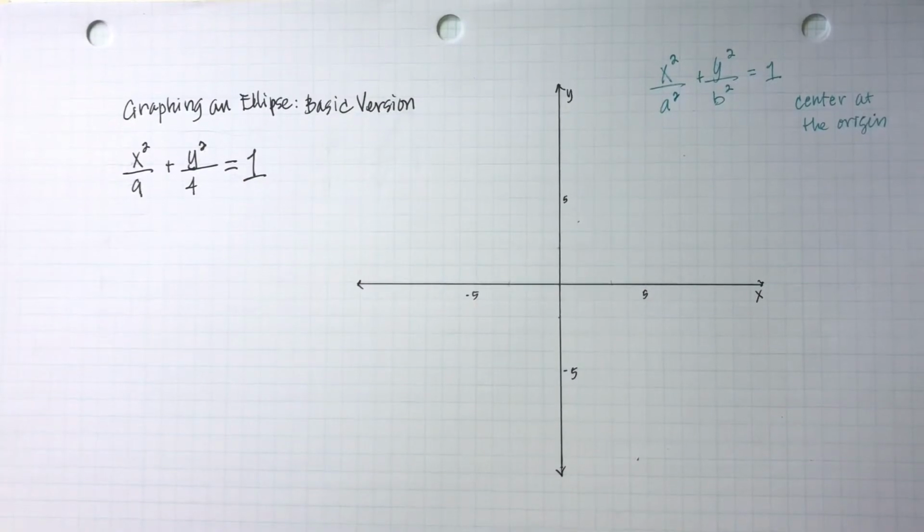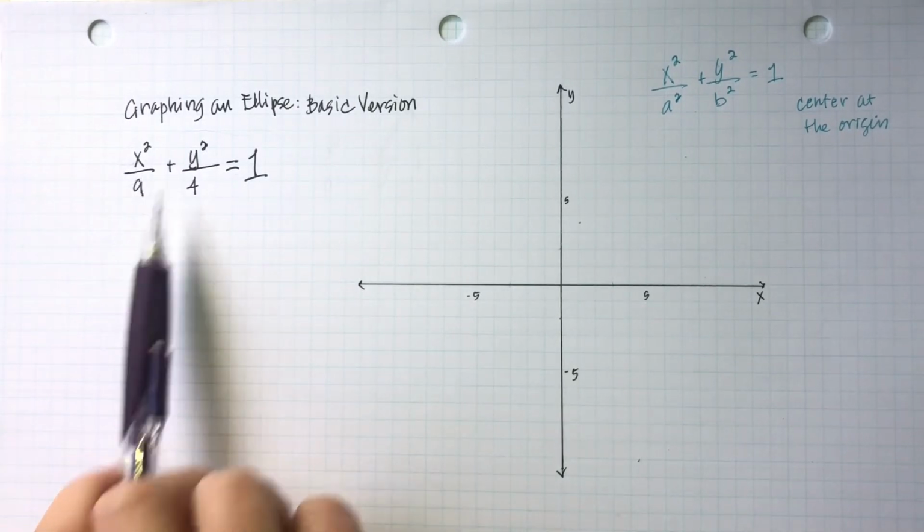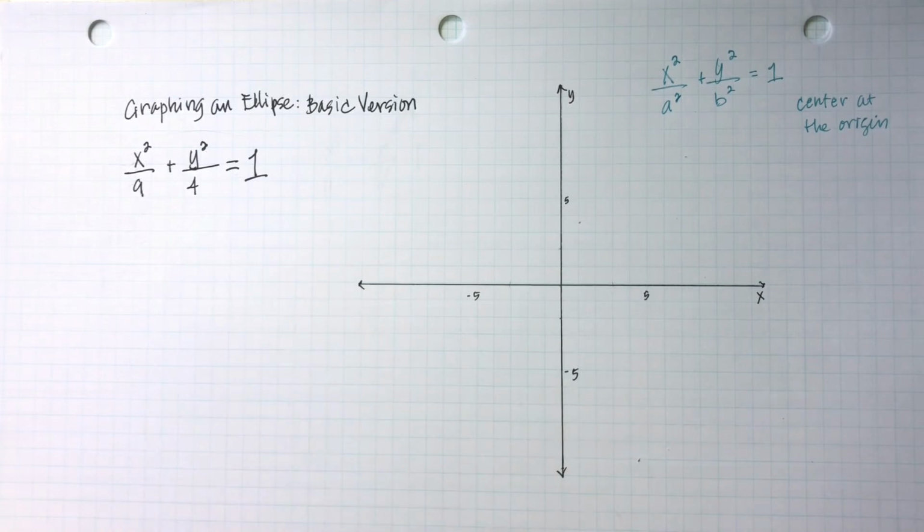Hey everyone, welcome. In this video, I'm going to show you how to graph a basic ellipse. So we have an equation here, x squared over 9 plus y squared over 4 equals 1.